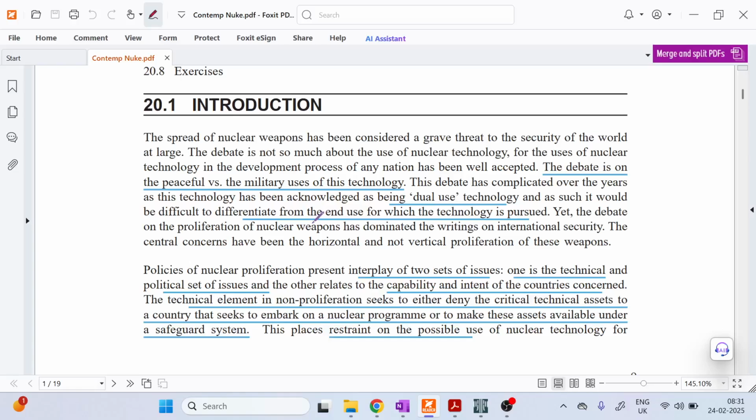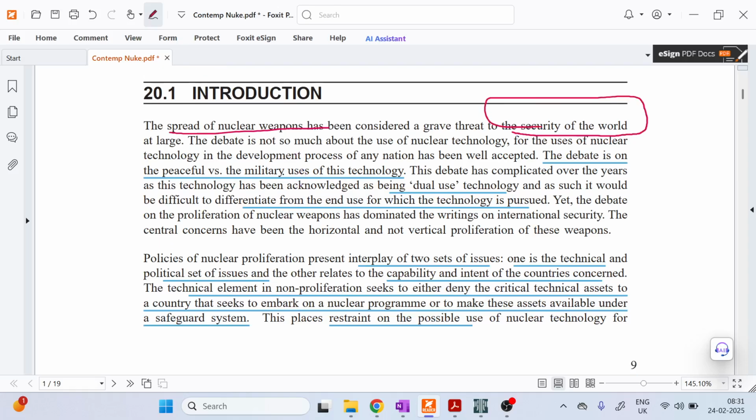Good morning, everyone. I'm going to start with part two of contemporary global concern. The topic is nuclear proliferation. Before going on with this topic, let's have a quick revision of part one. Nuclear proliferation is about the spread of nuclear weapons, which has become a matter of security to the world.